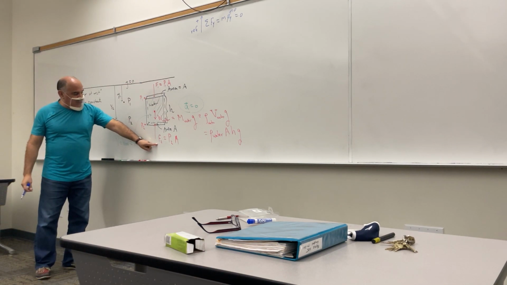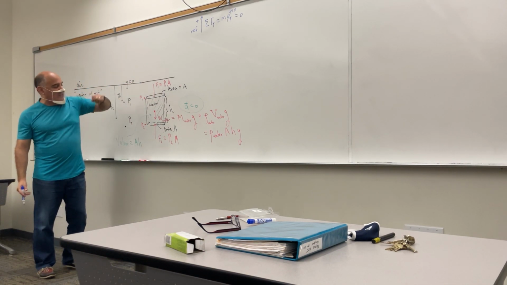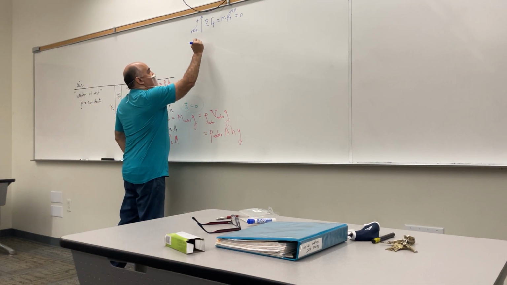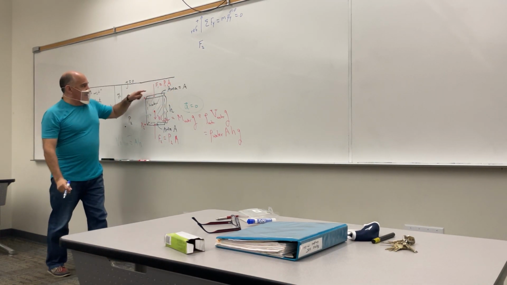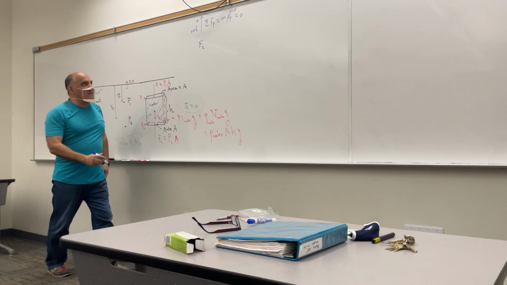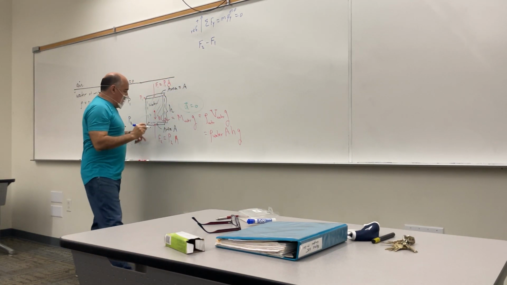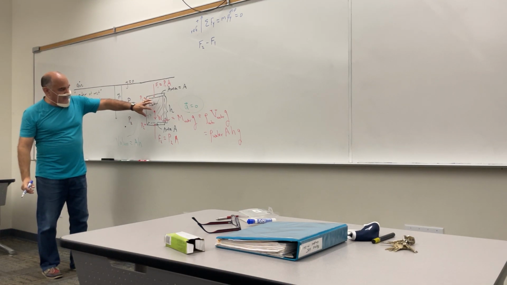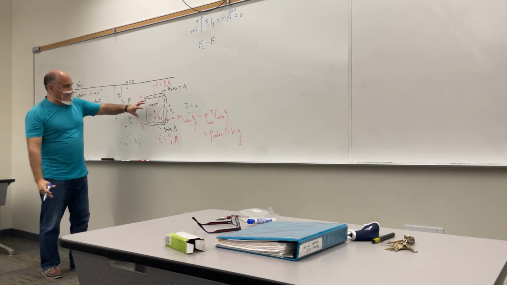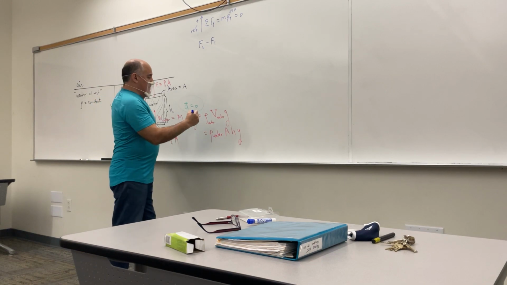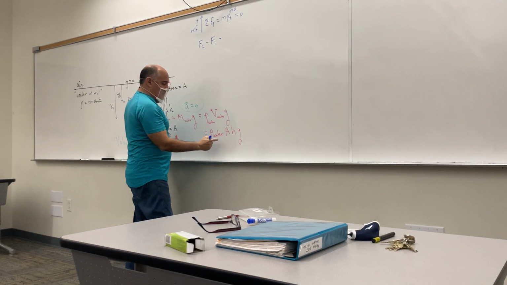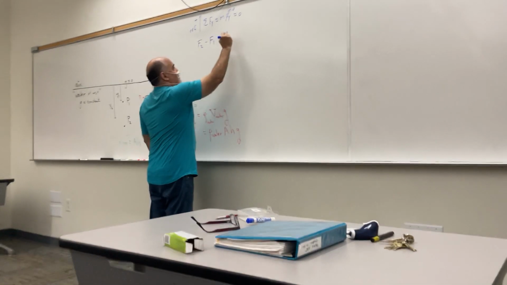So I have F2 pointing in the positive direction, which is up. I have F1 pointing downwards, in the negative direction. If up is positive, down is negative. And I also have the weight of the water, which is the force of gravity exerted by the entire planet on this chunk of water. That will be minus this, which I'll just write as mg.